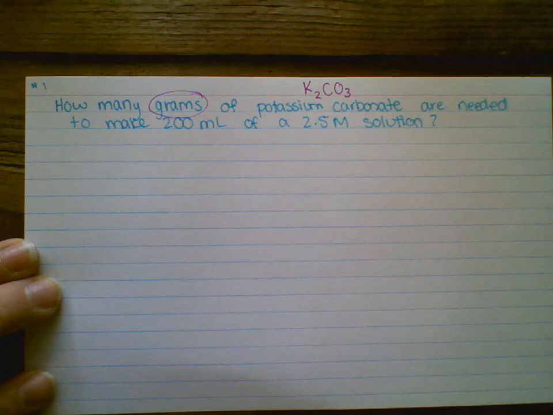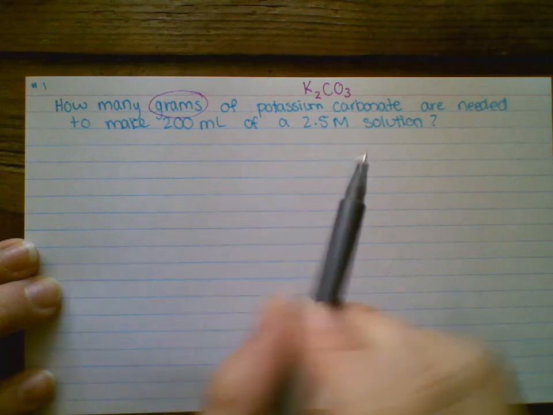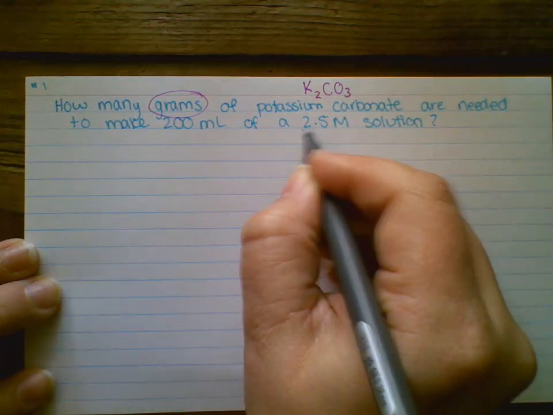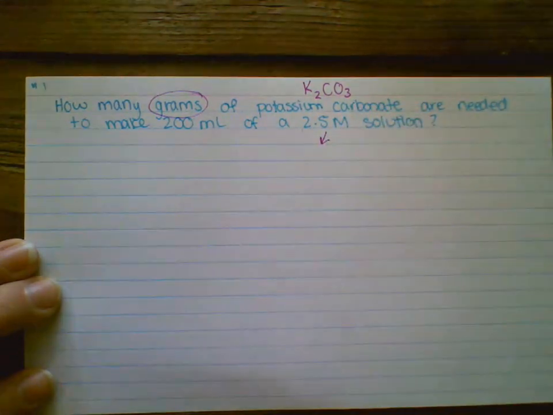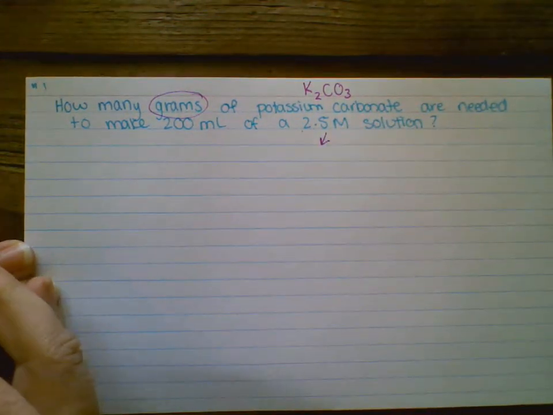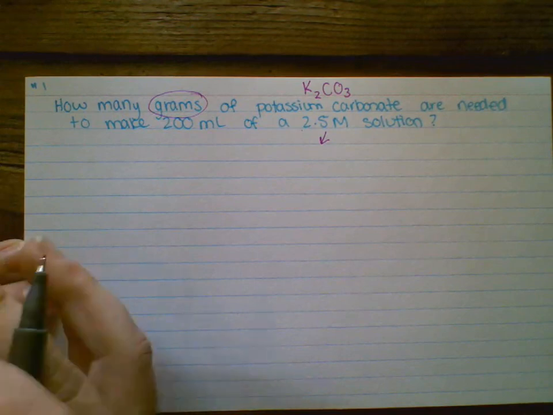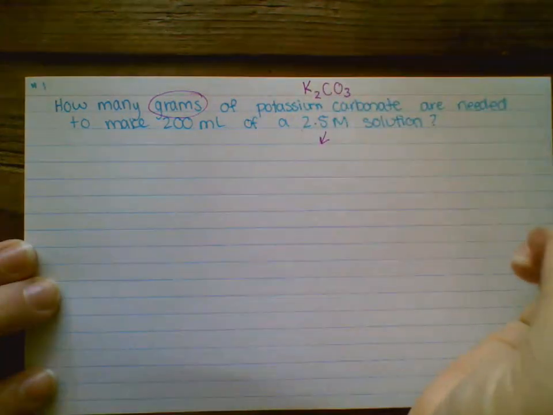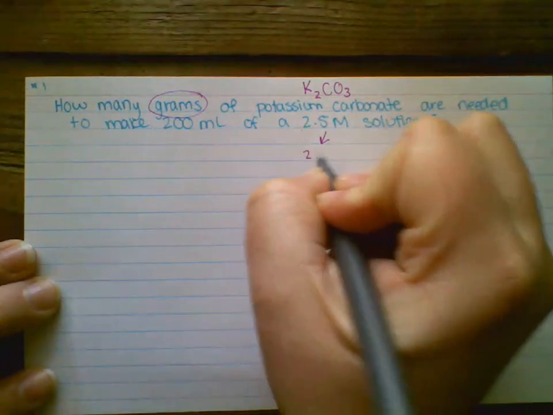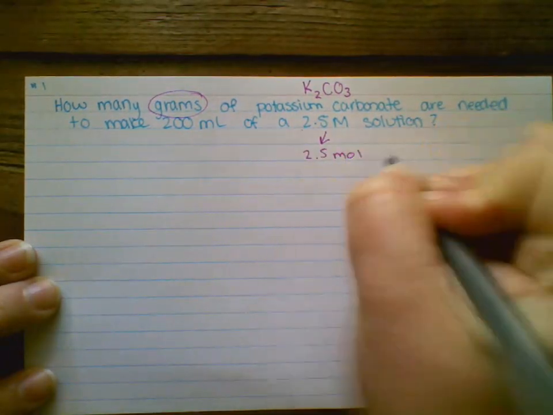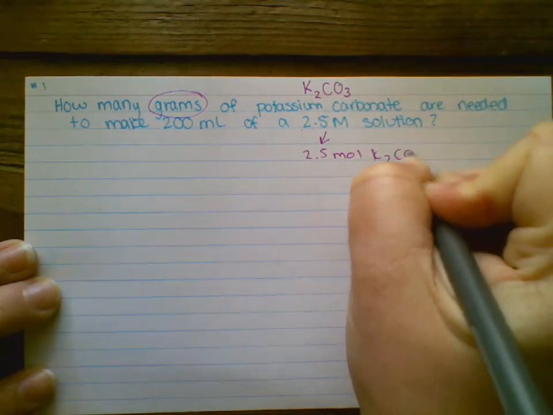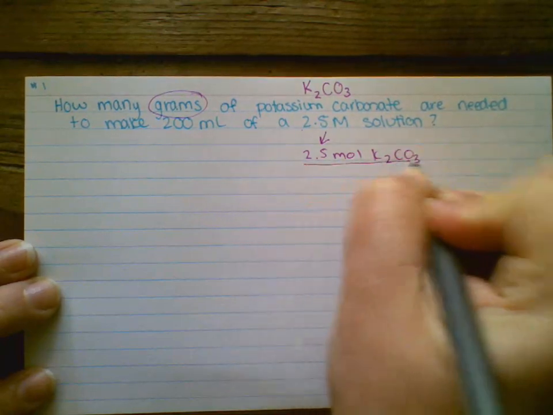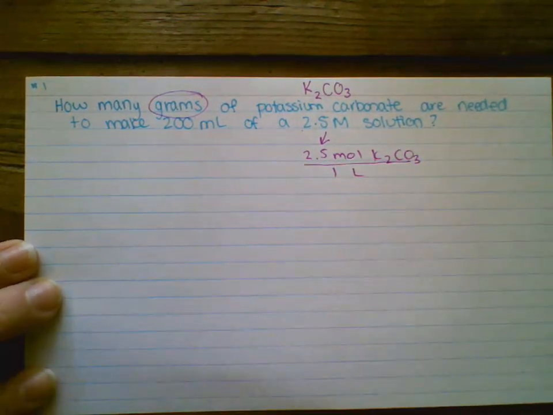Okay. So looking at this one, anytime we're given a molarity, we know we need to split this up. Okay. I like to do this step first. You can do it later. I just think it's easier to get it taken care of right away. So I know that 2.5 molar means that it's 2.5 moles of K2CO3 per 1 liter of solution.